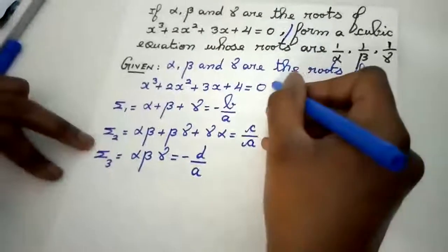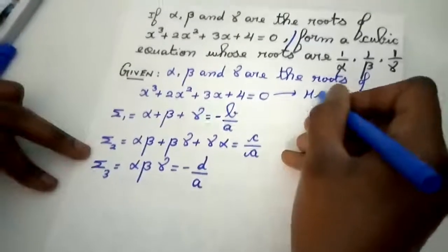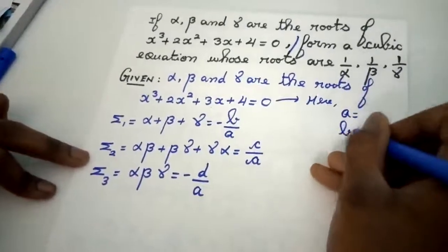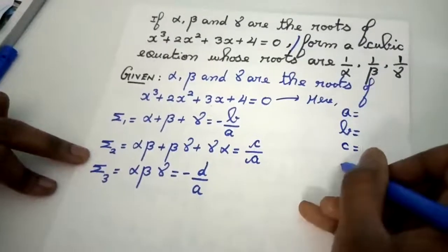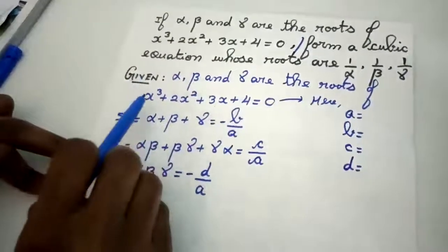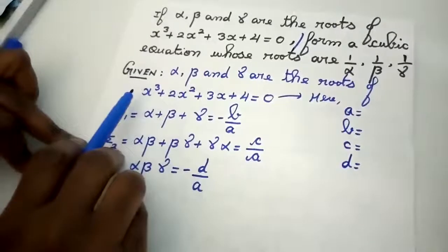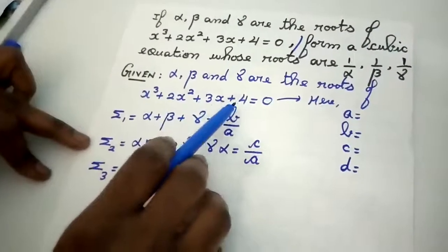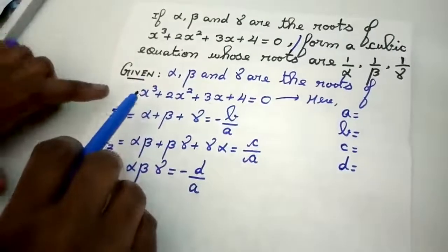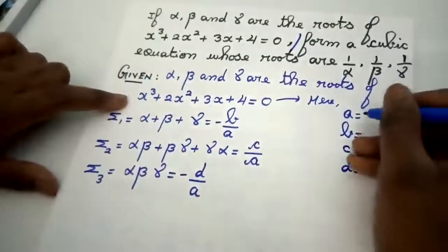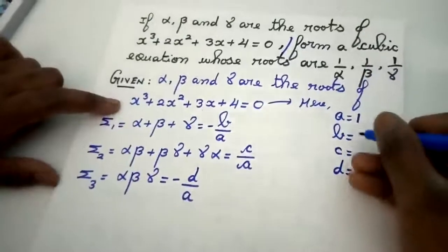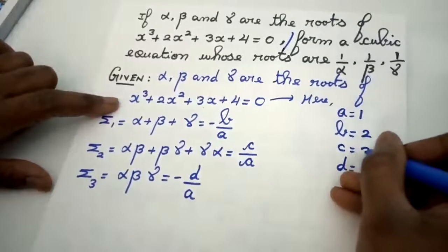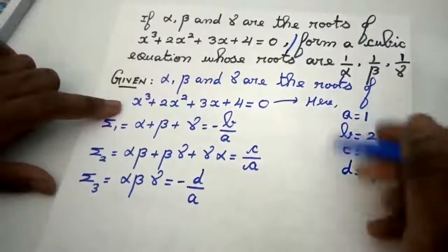Here, first I am going to find the values. So what is the value here? Here A, B, C, D. The value near x cube is known as a, x square b, x c, and constant d. So what is the value near x cube? The coefficient of x cube is 1, coefficient of x square 2, coefficient of x 3, constant 4. So I am getting these values.